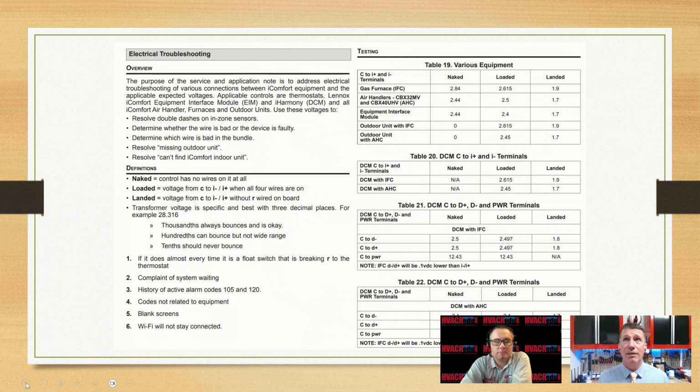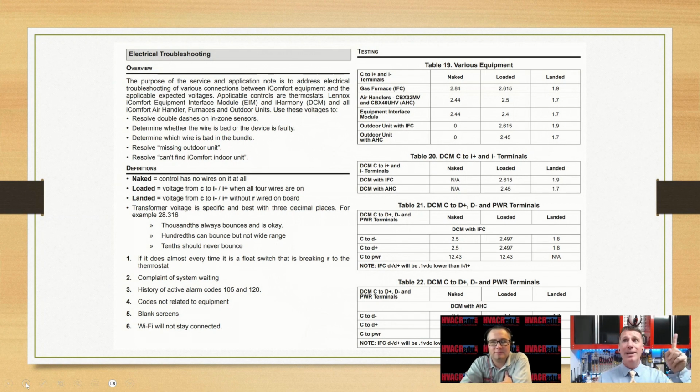So we're simply checking for voltage. If we were on a gas furnace, we can go from common to positive and common to negative. We're going to see around 2.8 volts DC if it's naked, 2.6 loaded, 1.9 landed. So they're very specific on what the voltage should look like.